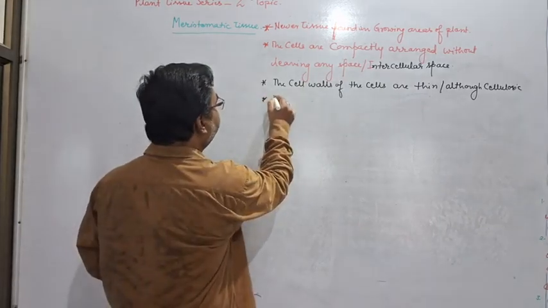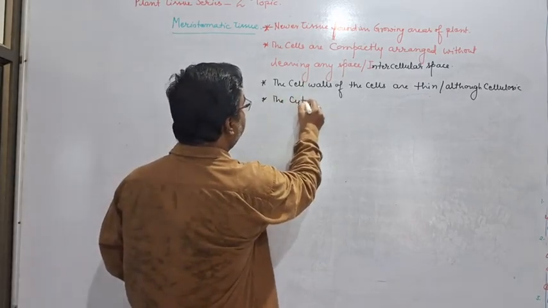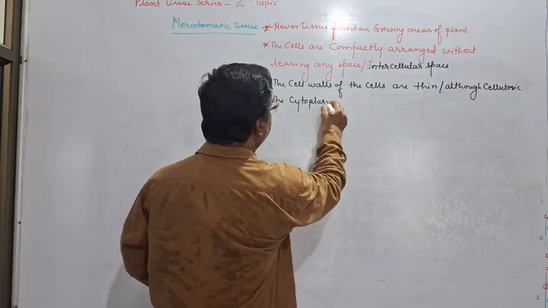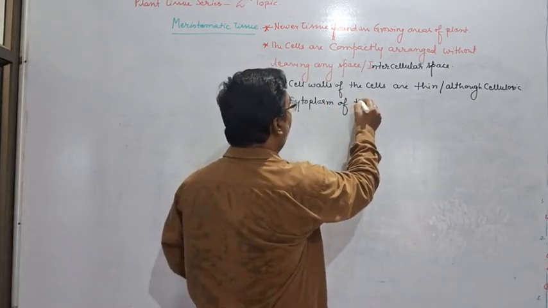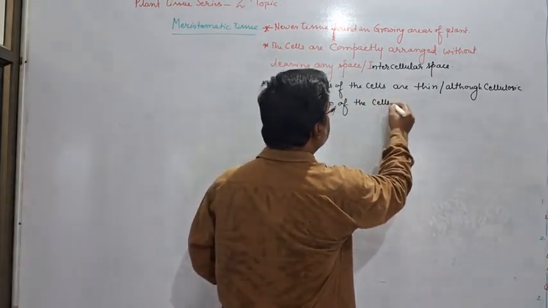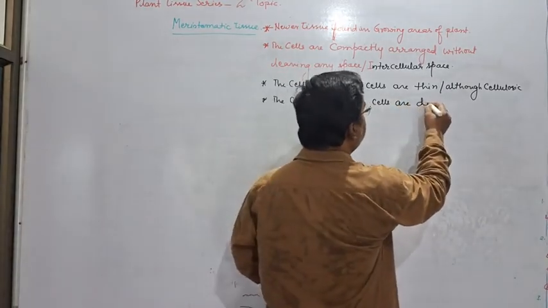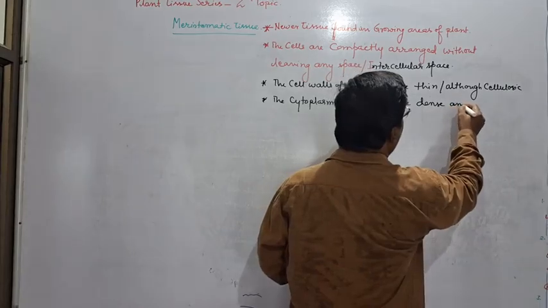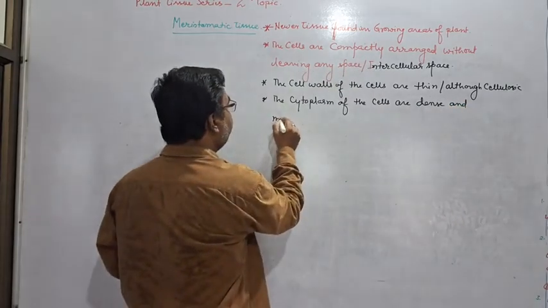Now the next characteristic point is the cytoplasm of the cells is dense and metabolically very active.